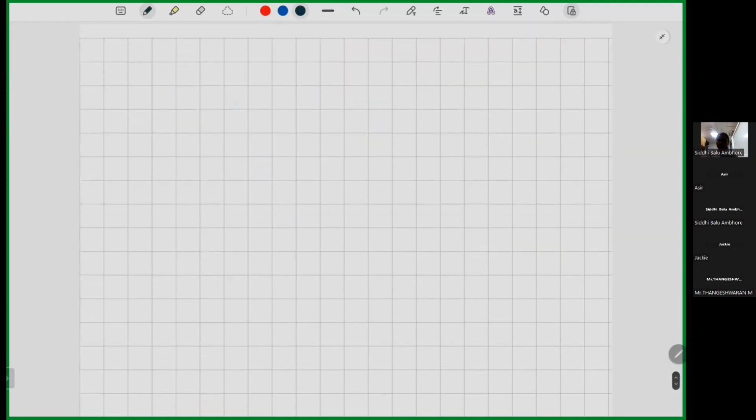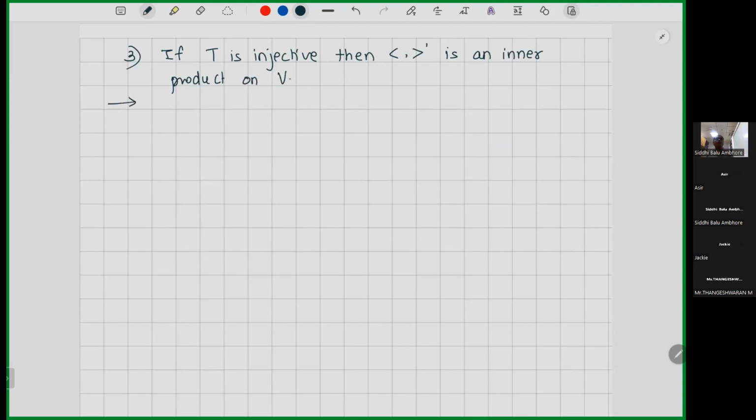Okay, now the third condition: if T is injective, then this is an inner product on V. And now what is your guess? Does injectivity guarantee that non-zero x goes to non-zero?